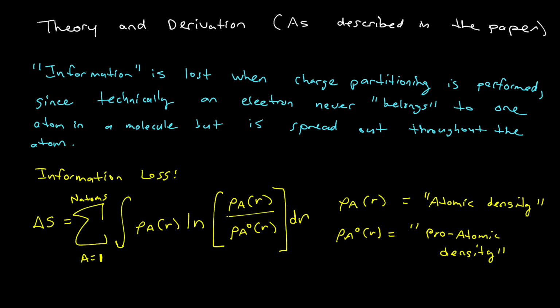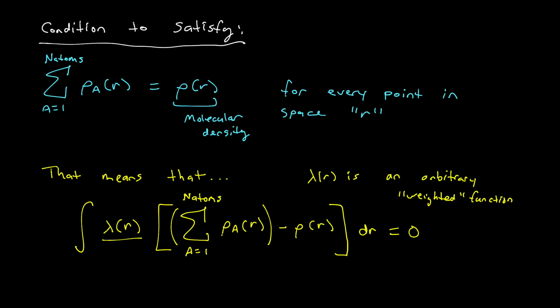I will not go over the theory and derivation much in this video, as this video is just an intro, but basically it is all derived based on the concept of information loss, as described in the equation here, where rho A is the atomic density and rho A naught is the proatomic density. The proatomic density is basically an atom's electron density at a point, as if the atom was isolated and not part of a molecule. Now, the condition to satisfy is that the sum over all the atoms of the atom's electron density has to equal the molecular density, or basically the electron density of a molecule at a point in space.